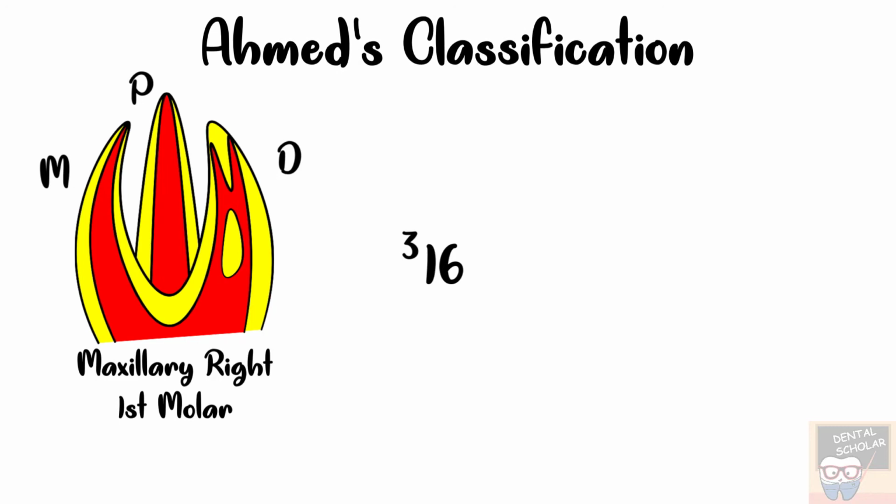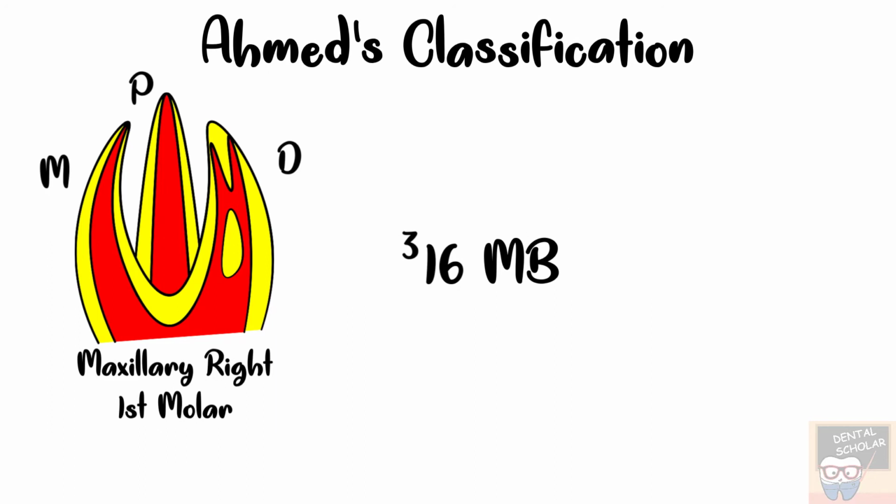Let's now look at the mesiobuccal root. The mesiobuccal root has a single canal from pulp chamber to the apex. So we will write MB next to the tooth number and then 1 denoting the canal morphology in superscript.